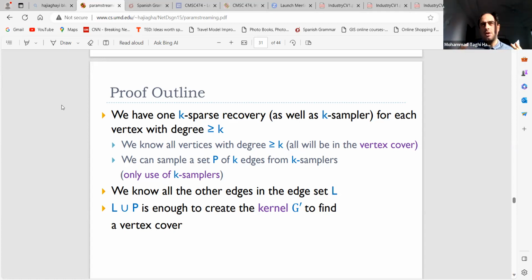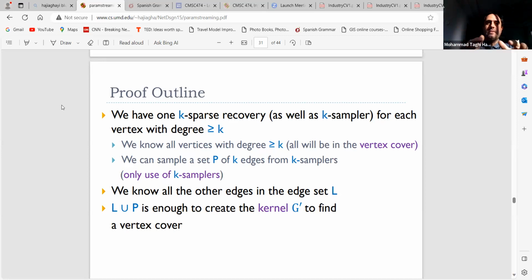And this is essentially the idea of this kernel. At any time, if I want to see who these edges are and I want to create the kernel, I can now use this k-sampler. At any time, if I want to see what the graph is, this is essentially the same graph that we had just for insertion. I can consider the edges in L, and for all sparse recoveries, I know these vertices should be in the vertex cover. From all of them, I can get at least k edges which are needed. And as we discussed before, for the kernelization, you really don't need to know more than k adjacent vertices, because you know that this vertex should be in the vertex cover.